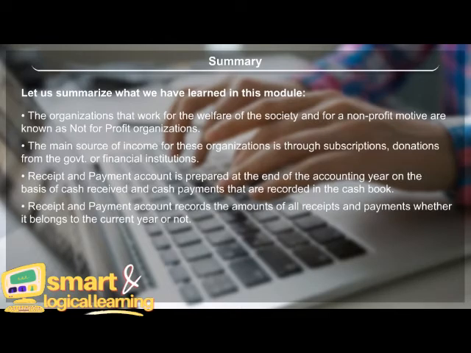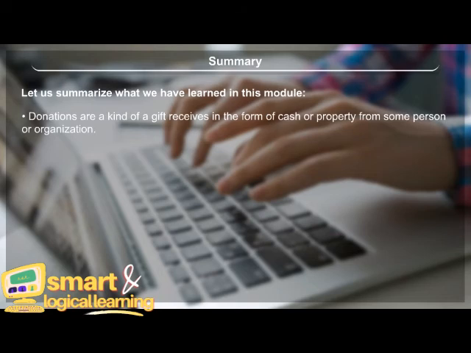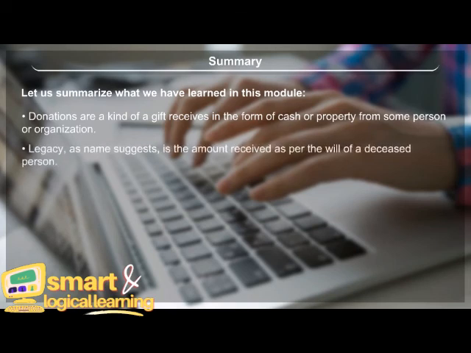The receipt and payment account records the amounts of all receipts and payments, whether they belong to the current year or not. The income and expenditure account records only revenue items, and the balance at the end of the accounting year is represented as surplus or deficit. The balance sheet is prepared by a non-profit organization to know the financial position of the organization. Donations are a kind of gift received in the form of cash or property from some person or organization. Legacy, as the name suggests, is the amount received as per the will of a deceased person.